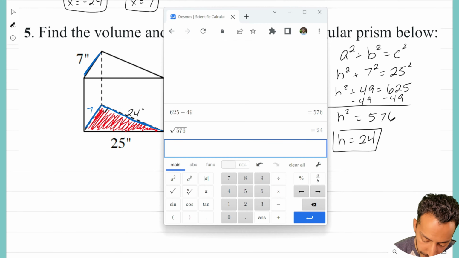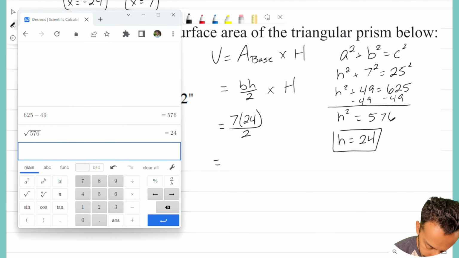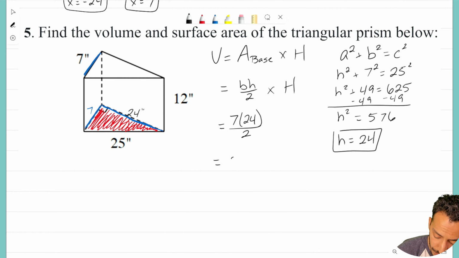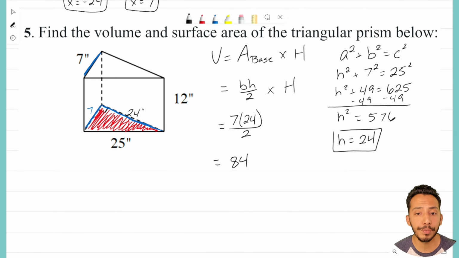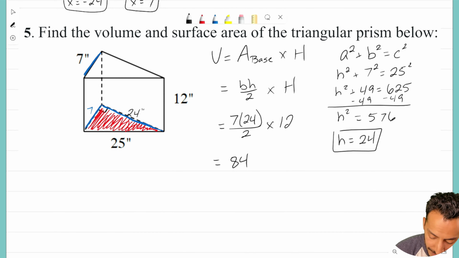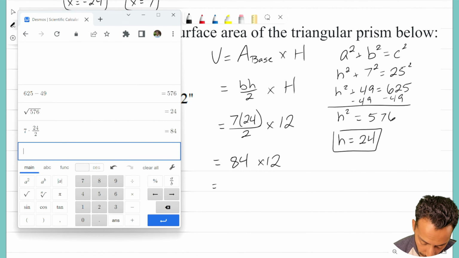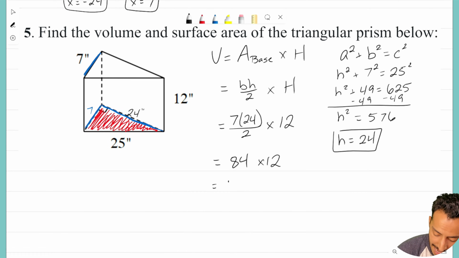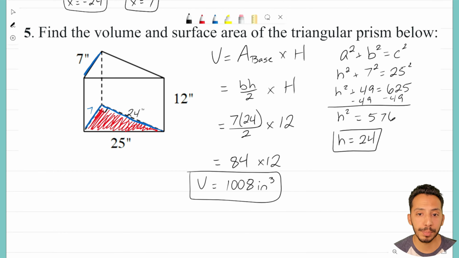Let's do that part real quick. 7 times 24 divided by 2, we get 84. So the area of the bottom is 84, but there are 12 inches of those triangles stacked up on each other. So I need to do my final step and multiply that by 12. Our final volume here is going to be times 12, 1,008 inches cubed. That is the volume of that prism.